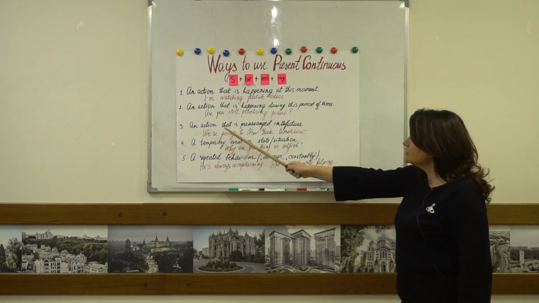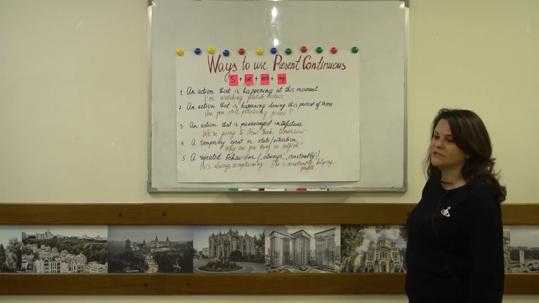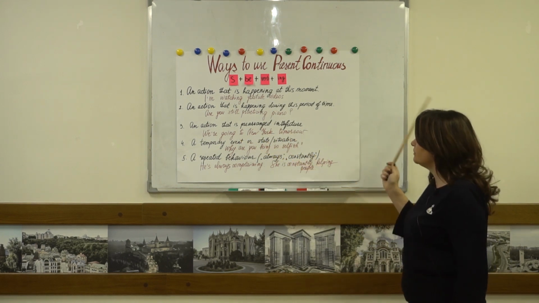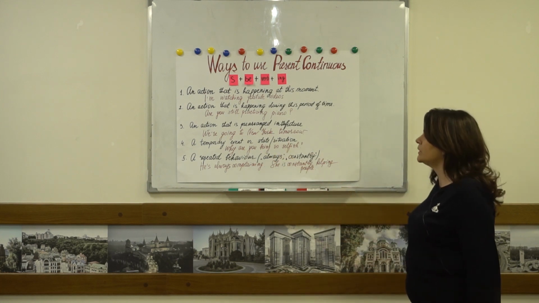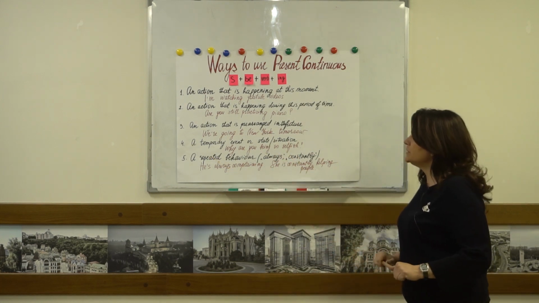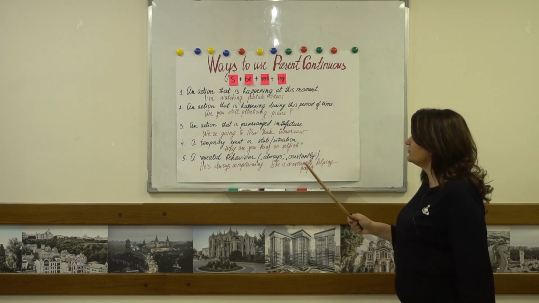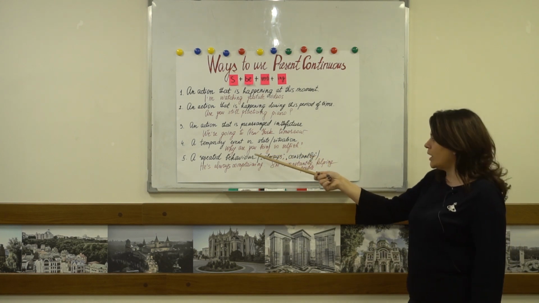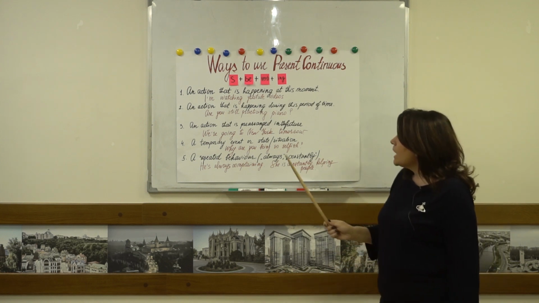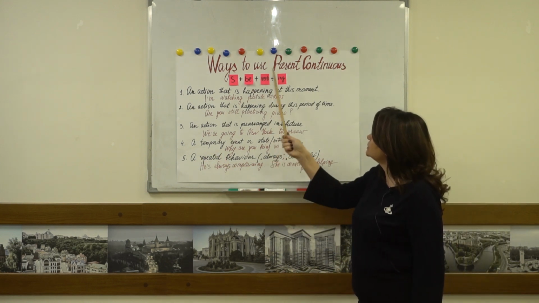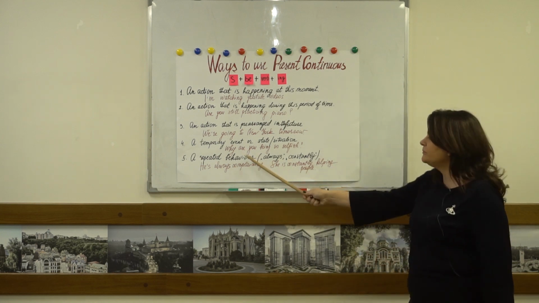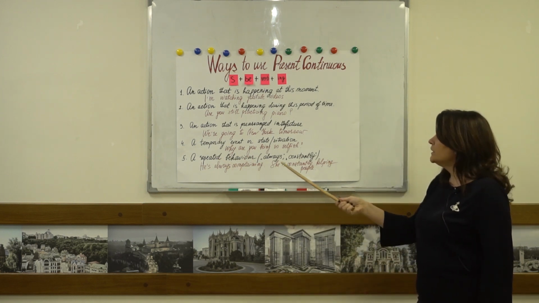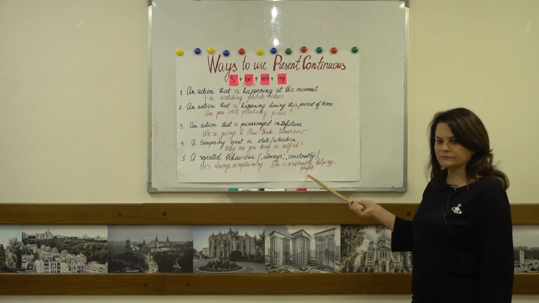A third point, an action that is prearranged in the future. For example, we are going to New York tomorrow. We are going to Arizona, for example, tomorrow. We are going to Kiev tomorrow. The fourth point is a temporary event or situation. For example, why are you being so selfish? Or why are you being so shy, for example? And the last point, when we use present continuous tense in English, is a repeated behavior, always or constantly. For example, he is always complaining. She is constantly helping people.